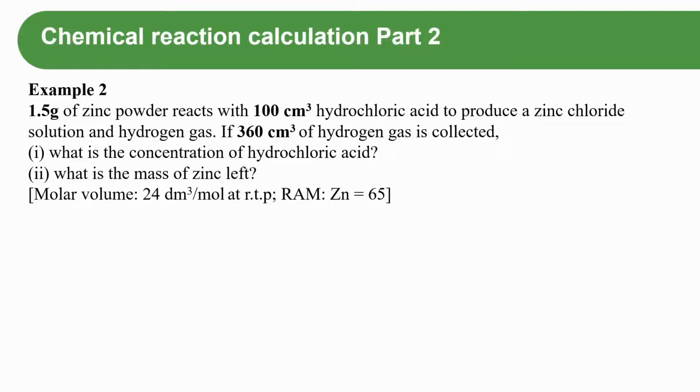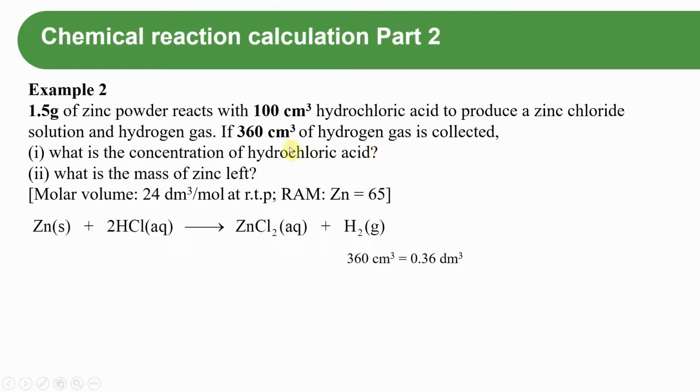Now for example 2, it's a similar chemical reaction, just that now we have zinc. So zinc reacting with hydrochloric acid giving us zinc chloride and hydrogen gas. And in this question, it's the other way around. The volume of hydrogen gas is given, and we are to trace backwards to find the concentration as well as the mass of zinc left. So let's look at the first part to find concentration of HCl. So we just list down whatever information we have. We have the volume of hydrogen gas.